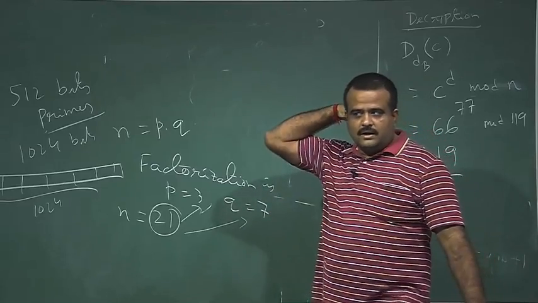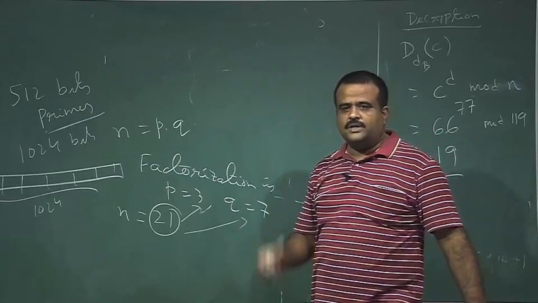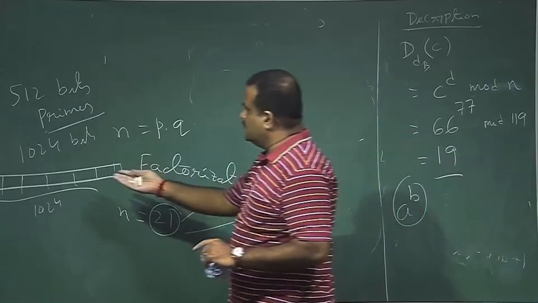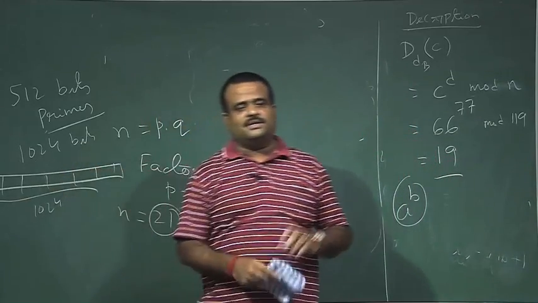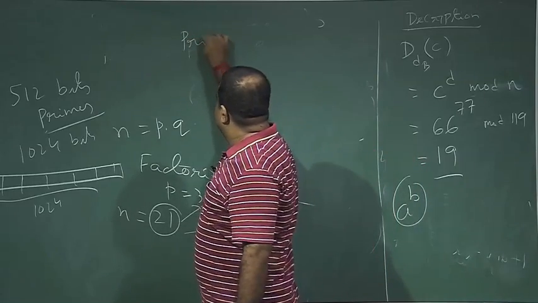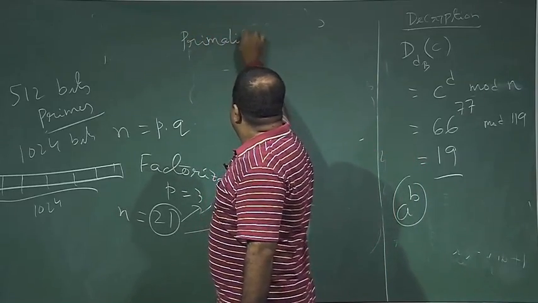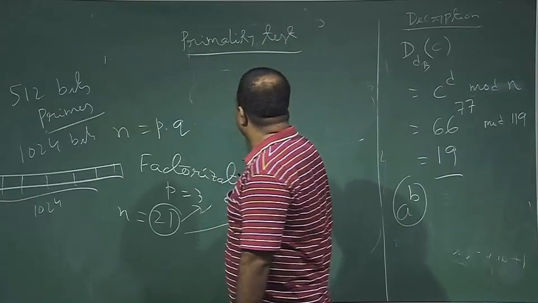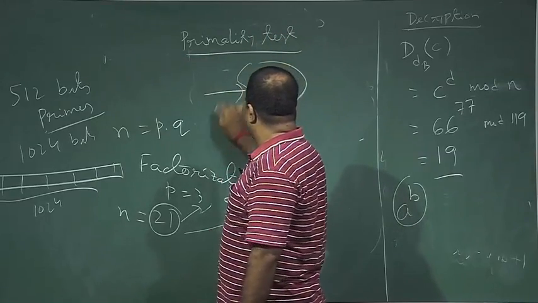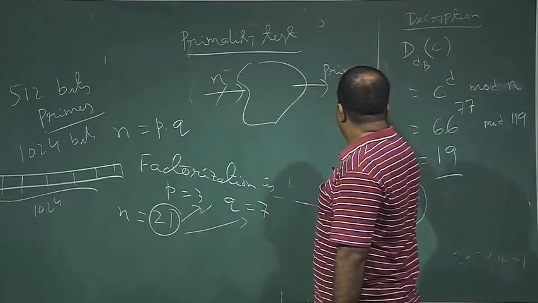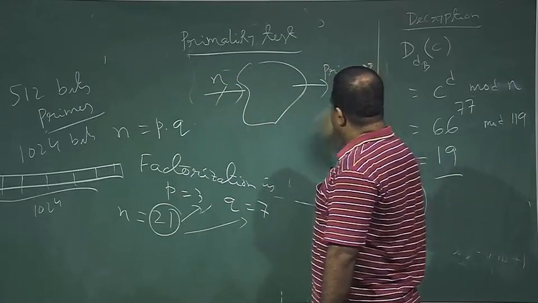We can do primality testing. We can choose an odd integer of this many bits, and check whether it is prime or not. Those are called primality tests. In a primality test we give an odd integer n and test whether it is prime or not.